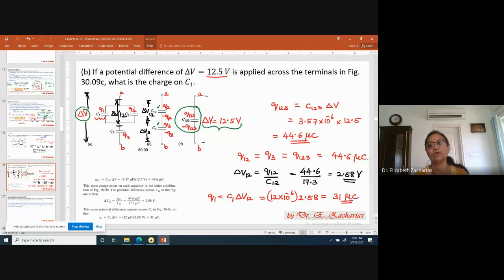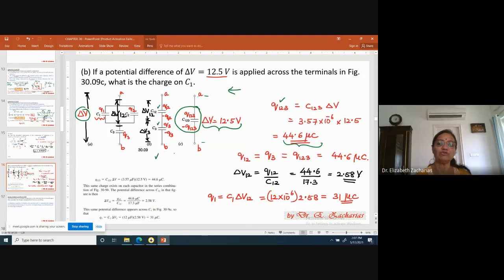Right. Now, we have to start our problem from here. First step, let us find out what is Q123. You know Q is equal to C into delta V. So just use that formula and get your charge. So this charge is going to be 44.6 microcoulomb. Okay, once you're done with that, let us go to the next picture.